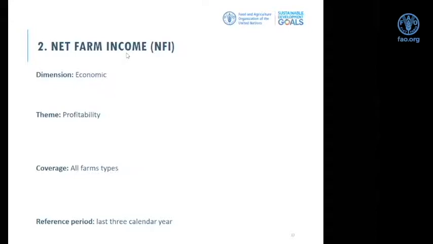And since performance measures drive behavior, better information on performance can alter behavior and decision making by government and producers, both in large-scale commercial farming and medium and small-scale subsistence agriculture. As I mentioned earlier, for this indicator the reference period is three calendar years, which I will explain in the coming slides.